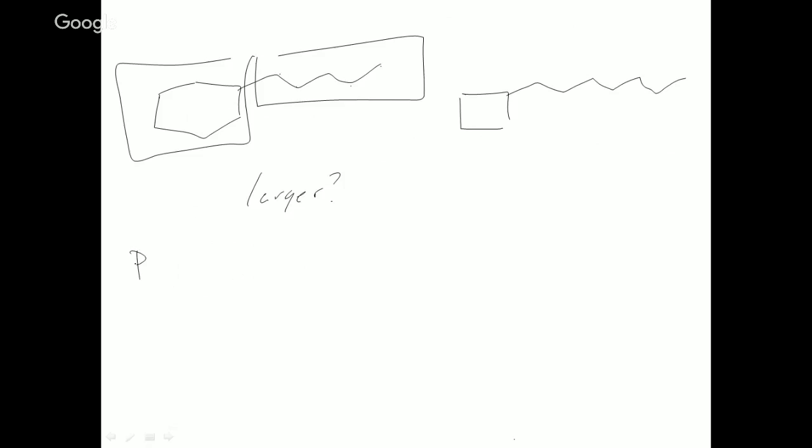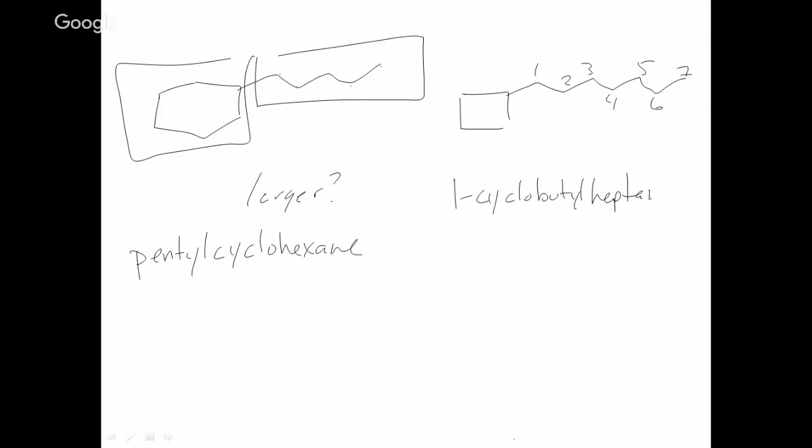So it's pentyl. The 5 is the substituent. Pentyl cyclohexane. This one, however, the chain is longer. We want the lowest number of substituents, so it's going to start from the left. And we do need a number because, I'll show you in a second, you could have 2 cyclobutyl. This is 1 cyclobutyl heptane.